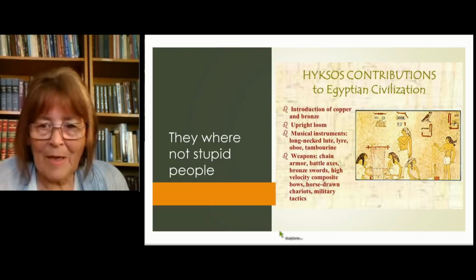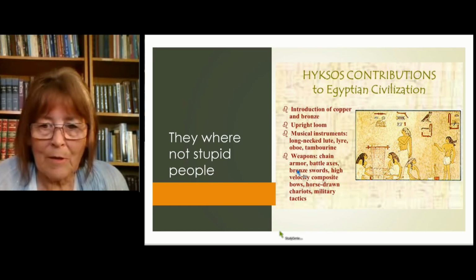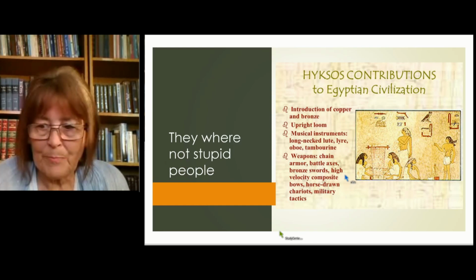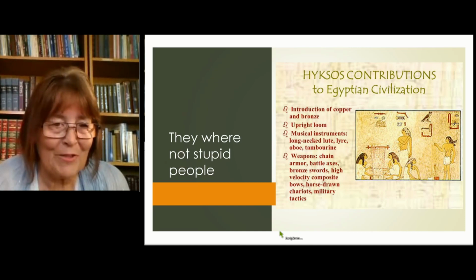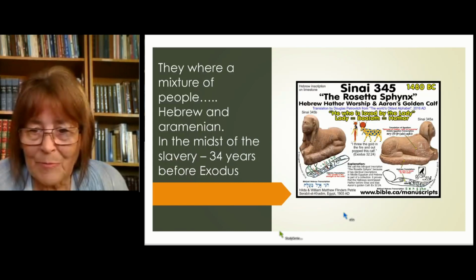So what I say about the Hyksos contribution, they were not stupid people. They introduced copper and bronze and instruments and a lot of weapons and horses and chariots and swords. They came with a lot to Egypt. We know that. So they were not illiterate, as some professors say, that those who wrote these languages down there in Sinai were illiterate Canaanite slaves. No, they were not. Here is some more that we will translate for you.